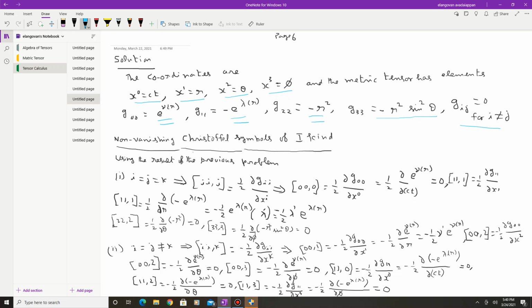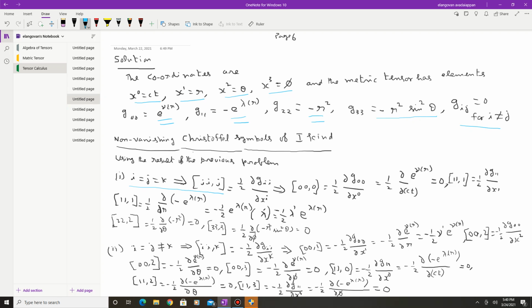So here are the non-vanishing elements. Let us calculate the non-vanishing elements of the first kind. That can be obtained by using the results that we have discussed in the previous problem, the evaluation of the Christoffel symbols of the first kind with non-vanishing components. This expression is already evaluated.